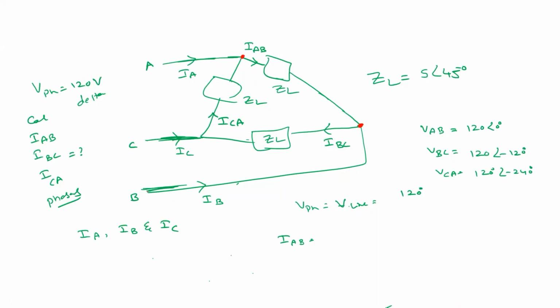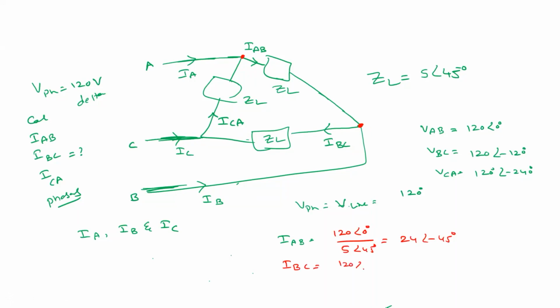So that is 120, the voltage between A and B, right? So that is 120 at an angle 0 divided by what is that impedance? 5 at an angle 45 degrees. So how much is it? 24 at an angle minus 45 degrees. Agree? So what is IBC?